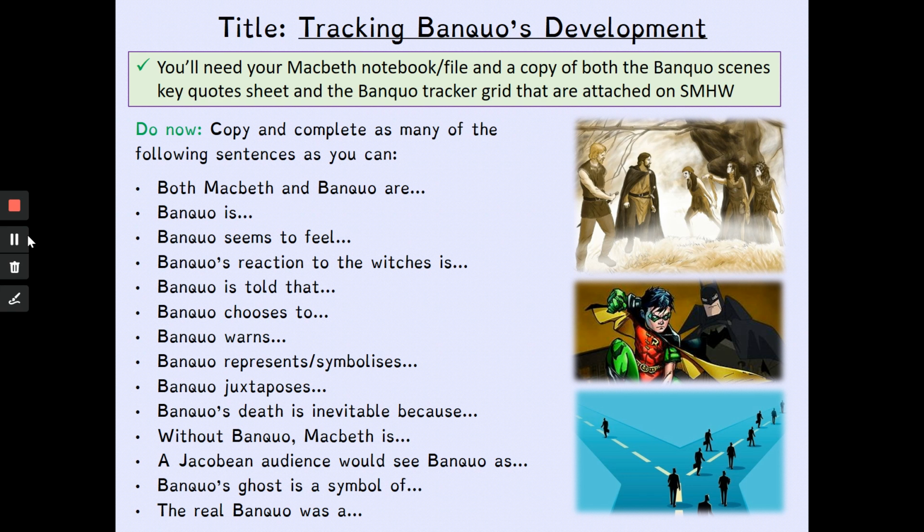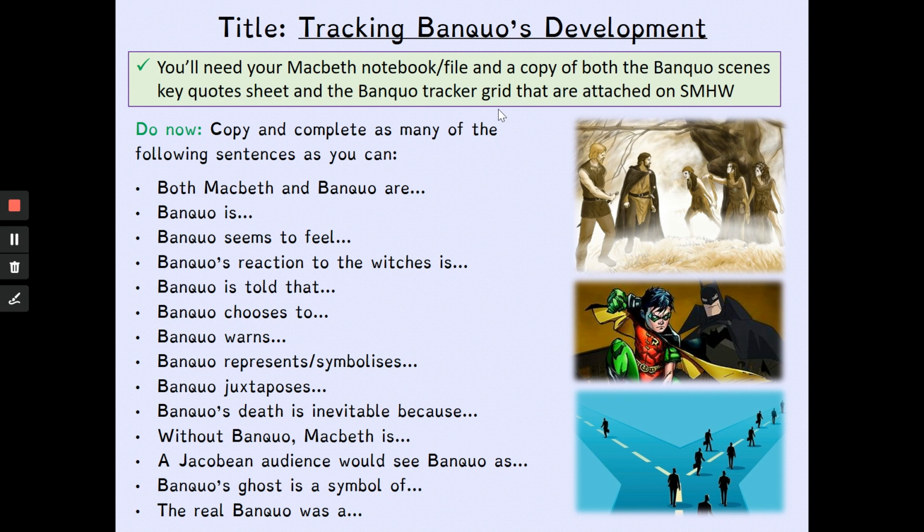As always, you're going to need your Macbeth notebook or file. And for today, you're going to need a copy of both the Banquo scenes and key quote sheets, and also the Banquo tracker grid, both of which are attached on Show My Homework. Hopefully you'll be able to print those out, but if not, open them up as a live document on your screen and work on them as you're watching the video.